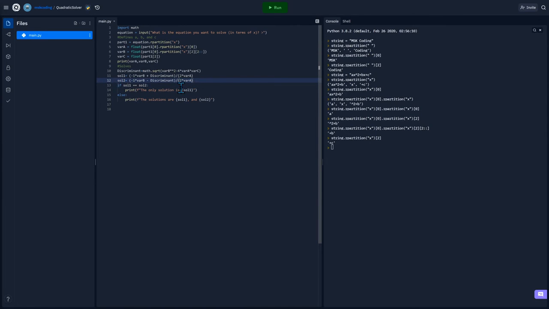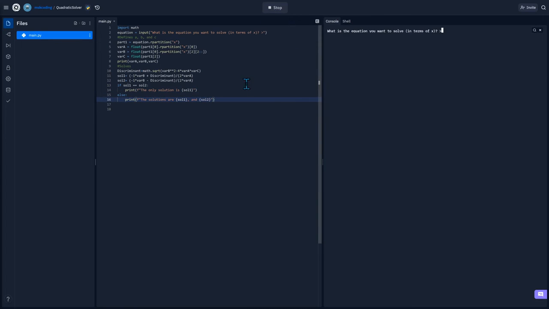And basically, we just check if there's only one solution, so if both of these solutions are the same, or if the discriminant is 0, because then adding 0 and subtracting 0 does the same thing. So if the solutions are the same, then we print the only solution is the solution. And if not, then the solutions are solution 1 and solution 2. So now that we've gone over the code, let's test it out.